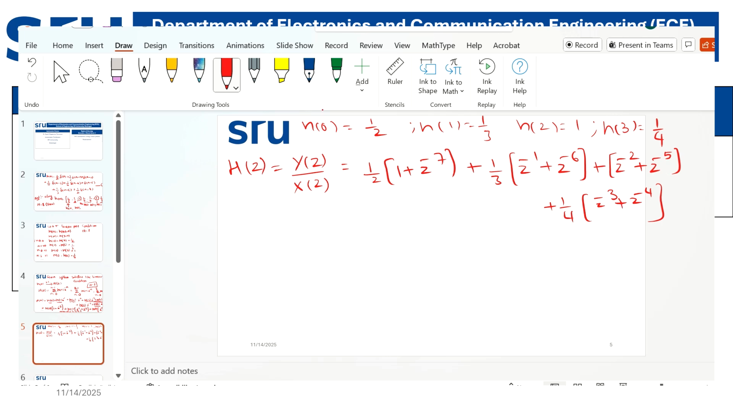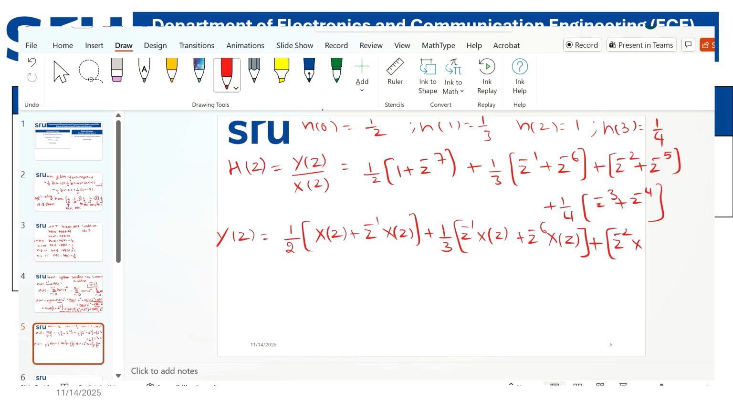Now multiply this X of Z to the right hand side. Then I have Y of Z is equal to 1 by 2 X of Z plus Z power minus 1 into X of Z, plus 1 by 3, which is a constant, Z power minus 1 into X of Z plus Z power minus 6 into X of Z, plus Z power minus 2 into the input, Z power minus 5 into X of Z, and plus 1 by 4 Z power minus 3 X of Z. So each and every term will be multiplied by the X of Z.